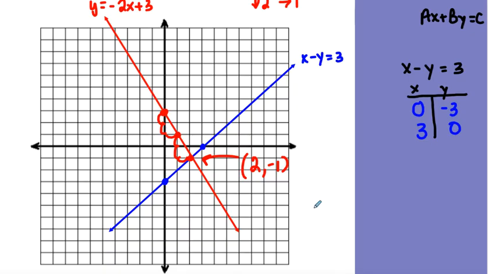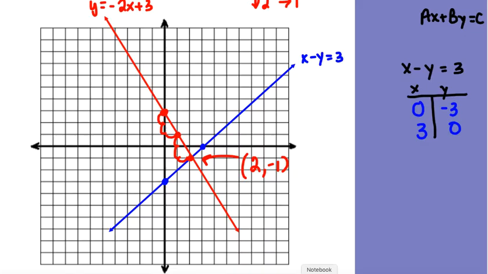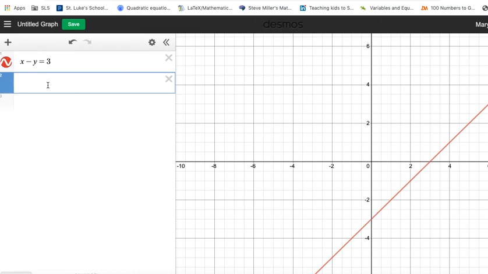And I've got the first one, which is x minus y equals 3. Is that my graph? Yep, that's my graph. And my other one was y equals negative 2x plus 3. So I'm going to do my second one, y equals negative 2x plus 3. And I'm going to look at the point of intersection, (2, negative 1). And I'm right, so I've checked my work.